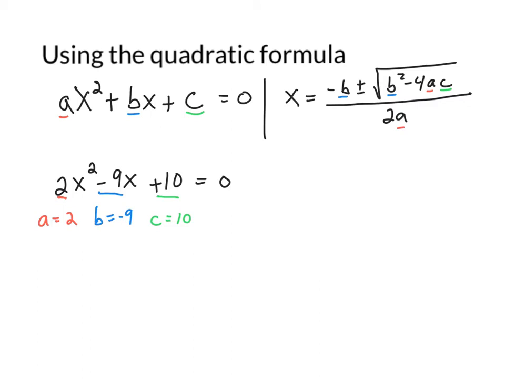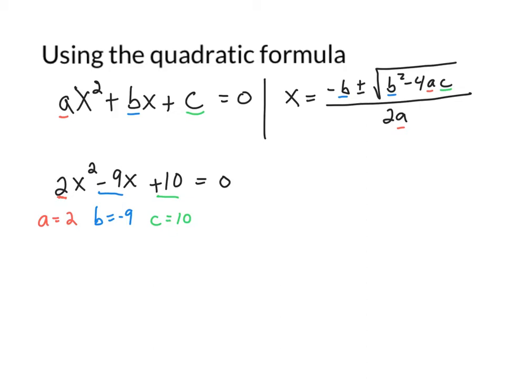Alright, so using the quadratic formula is as easy as this. I'm going to take these numbers, 2, negative 9, and 10, and plug them into this formula. Anytime I see a b, I'm going to replace it with a negative 9. Anytime I see an a, I'm going to replace it with a 2, and anytime I see a c, I'm going to replace it with a 10.